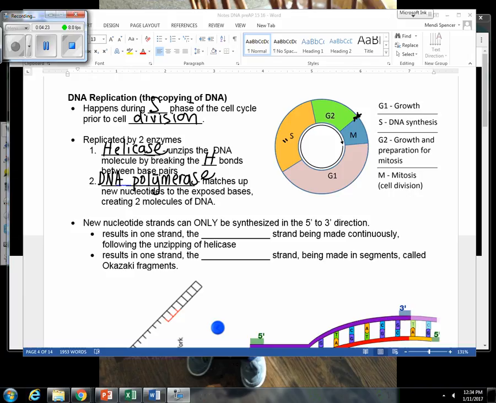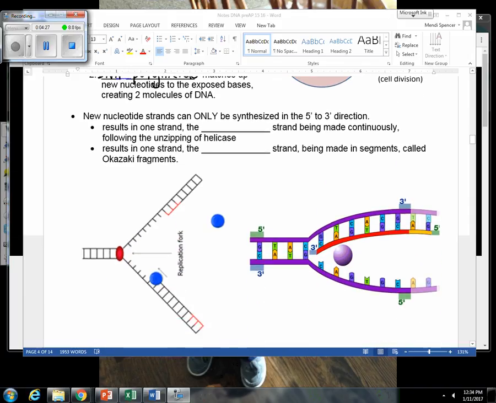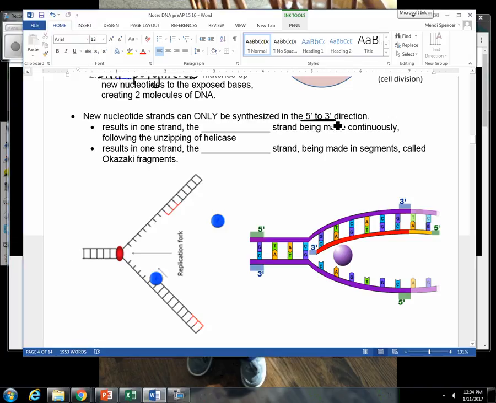Moving back to our notes here. One important fact that you're going to have memorized is that when we go to add nucleotides after we split apart the DNA, we can only make a strand of nucleotides in the 5' to 3' direction. And because we can only make new strands in a 5' to 3' direction, we're going to build these strands moving in opposite directions.